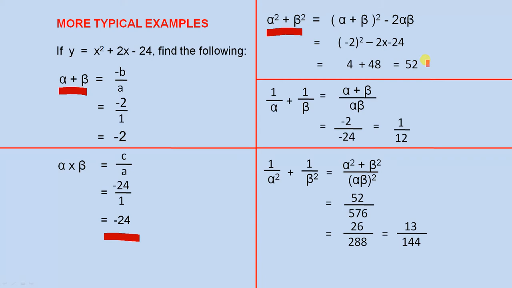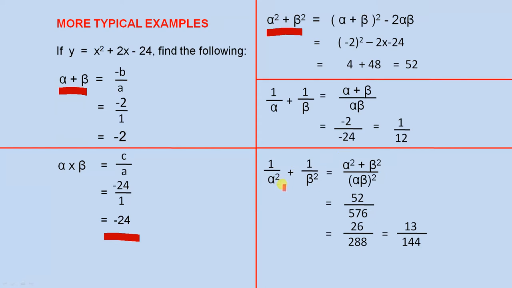That's the answer there. Now, if we're asked to work out 1 over alpha plus 1 over beta, if we just pretend they're fractions and do the normal addition of those two fractions, we get alpha plus beta over alpha beta. We already know that alpha plus beta is minus 2. We know that alpha beta is minus 24, so it's minus 2 over minus 24, which is 1 over 12.